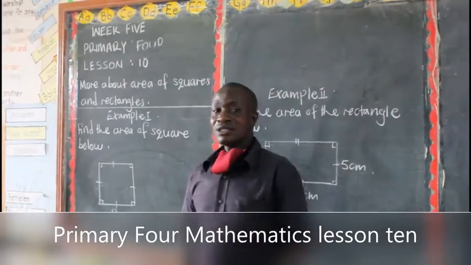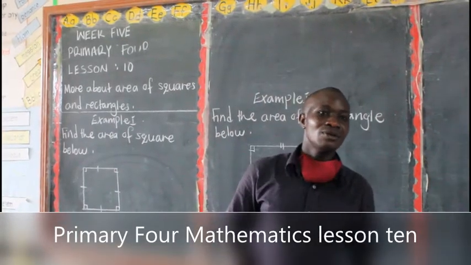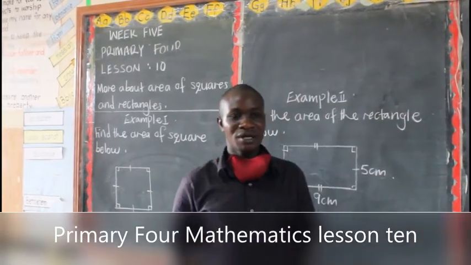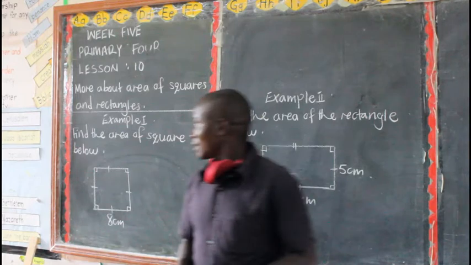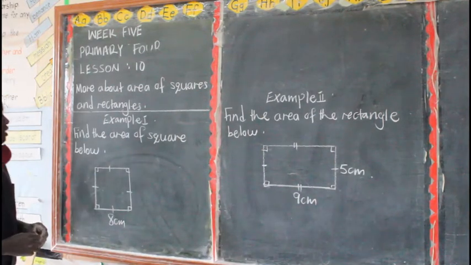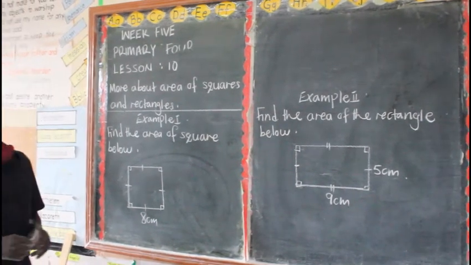And in lesson 10, we are going to look at more about area of squares and rectangles. I've combined the two, rectangle and squares. And here is our example 1. Find the area of the square below.